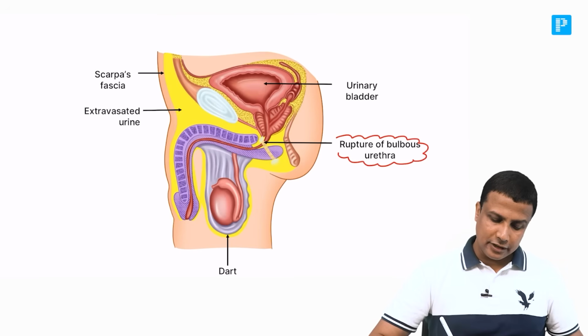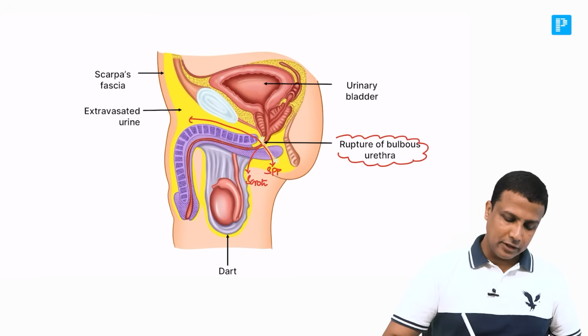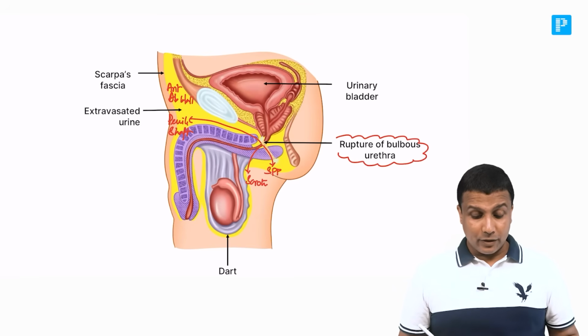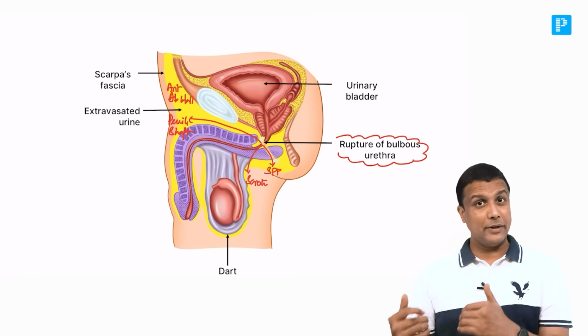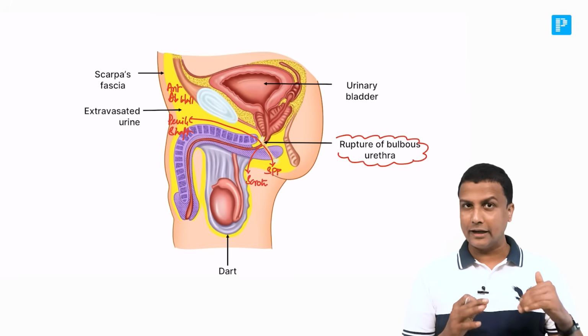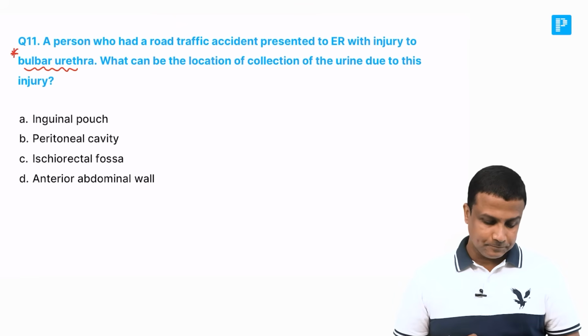If this is ruptured here, the urine will be going out into the superficial perineal pouch. Number 2, the urine will go into the scrotum here. Number 3, the urine will also go into the shaft of the penis, as well as into the anterior abdominal wall. Oh my God. You can see if there is rupture of bulbar urethra, then the urine will be going out into the superficial perineal pouch, the scrotum, the penile shaft, as well as the anterior abdominal wall here. Fine. So now let's try to look at the options one by one here.